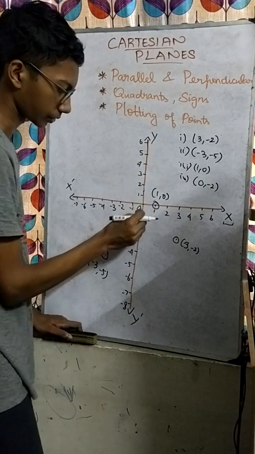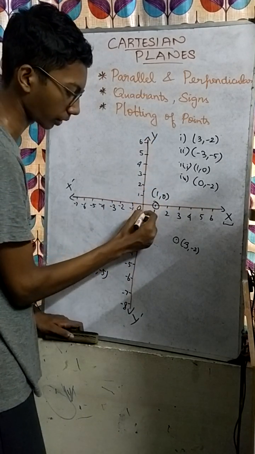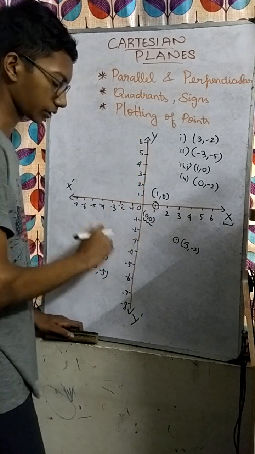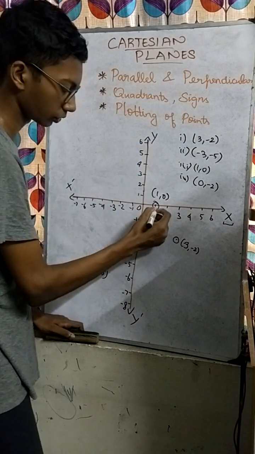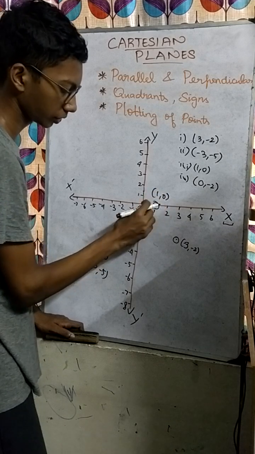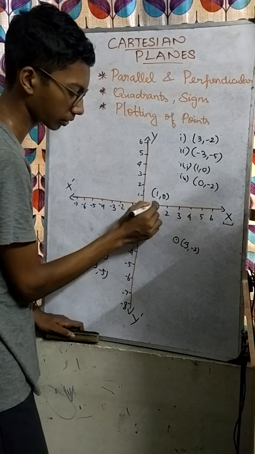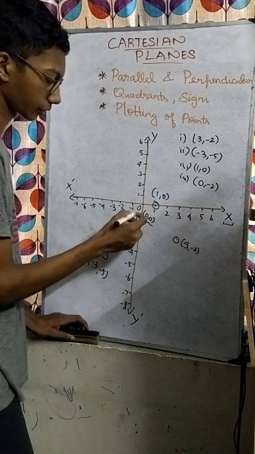Because on the y-axis 0 is this point, but this point is 0 comma 0. That is the center of this Cartesian plane. Now 1 comma 0 means this should be shifted 1 times to the right side. So 1 comma 0.